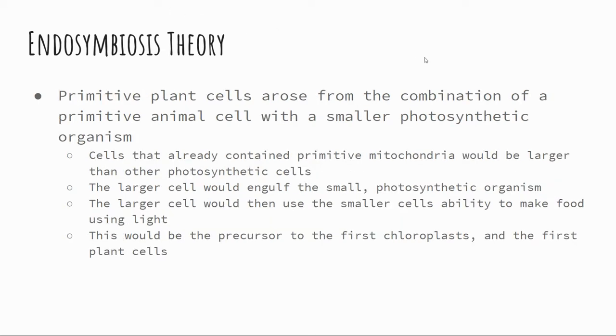Primitive plant cells arose from the combination of primitive animal cells with smaller photosynthetic organisms. Remember that the first organisms were very small, very simplistic, but they were photosynthetic. So cells that already contain primitive mitochondria would be larger than other photosynthetic cells. The larger cells would engulf the smaller photosynthetic organisms, and the larger cell would then use the smaller cell's ability to make food using light. This would be the precursor to the first chloroplasts and the first plant cells, which then cause the domino effect for life to continue to develop.